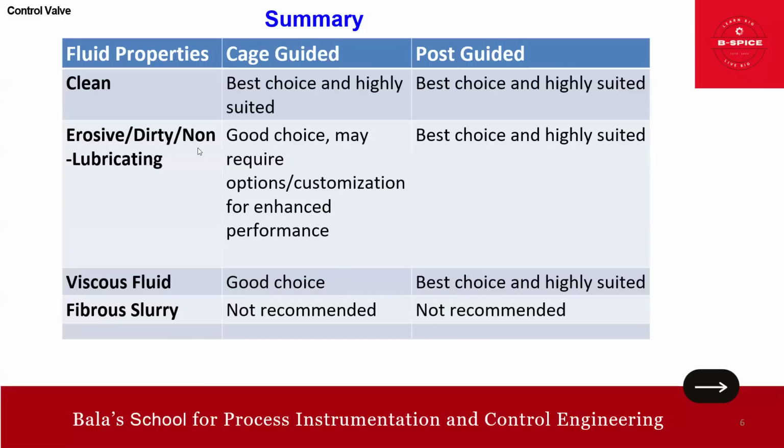So ultimately, we can use both cage and post guided for clean fluid properties. For erosive and dirty, even though cage guided is a good choice, we need some customization or options, or maybe some coating. But post guided is the best choice. And of course, for viscous fluid, cage guided is a good choice again, but customization is needed. The best choice is post guided. Hopefully, you got the best out of it.